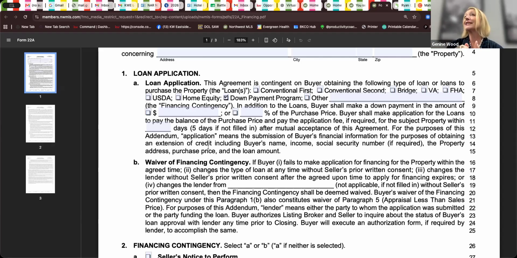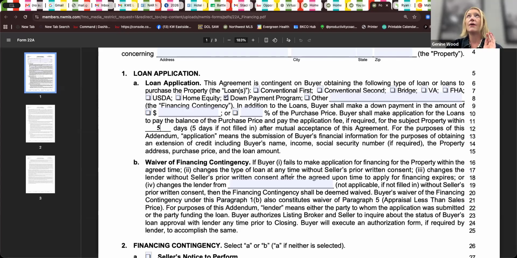If the buyer changes lenders after our 5 days, they've waived their financing. Now, to cure any of that, before they do any of that, you can get written consent from the seller to change lenders, change loan types, change down payment amounts. Okay. So upon mutual acceptance, the buyer cannot, without seller's written consent, change the loan type or the down payment amount.